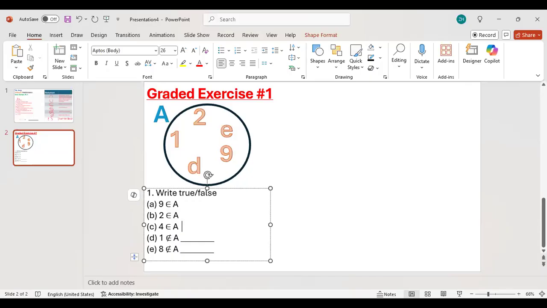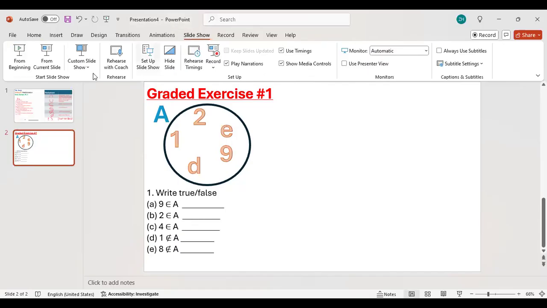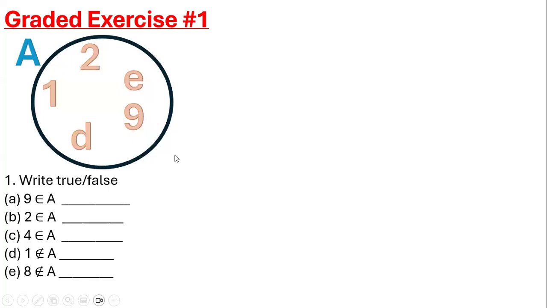All right, for these ones, write true or false. Again, for these ones, write true or false. All right. Number 1. All right, that's number 1. Next.